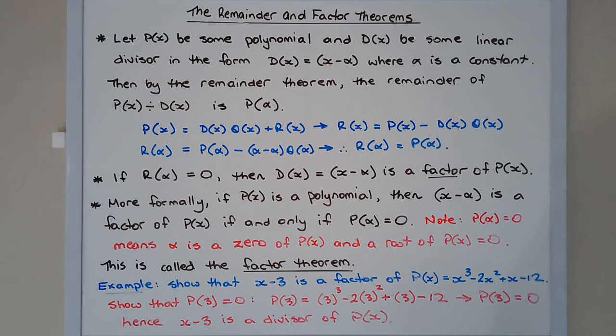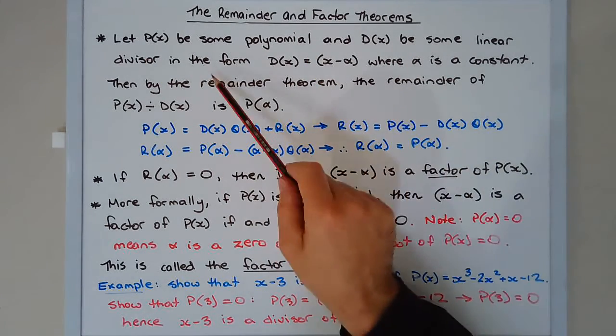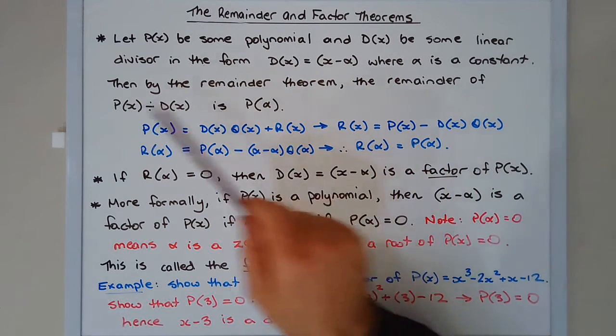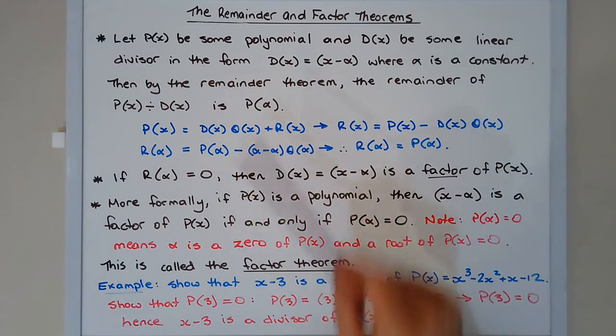The remainder and factor theorems. Let P of x be some polynomial and D of x be some linear divisor in the form D of x equals x minus alpha, where alpha is a constant. Then by the remainder theorem, the remainder of P of x divided by D of x is P of alpha.